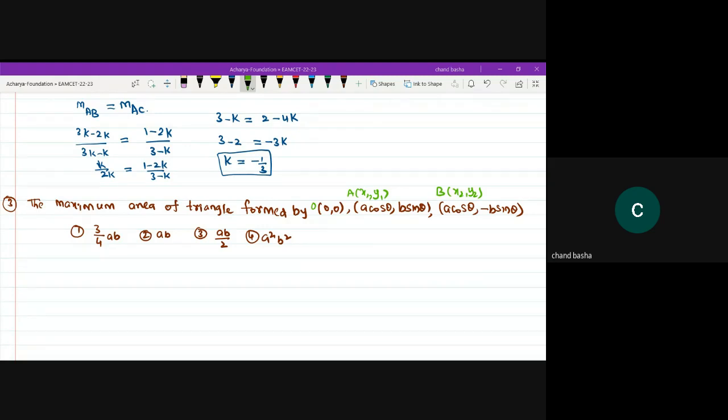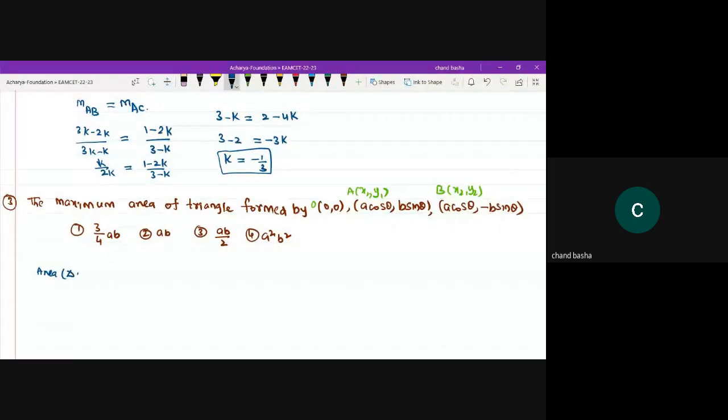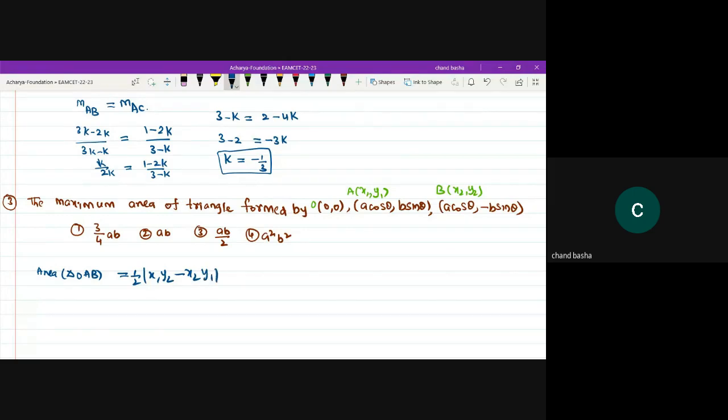Let's have the discussion. We have some doubt regarding this question. We know the formula for finding an area. The area of the triangle formed by the vertices O, A, B is, as we know, half times the modulus of x1 y2 minus x2 y1. So how much am I getting here?